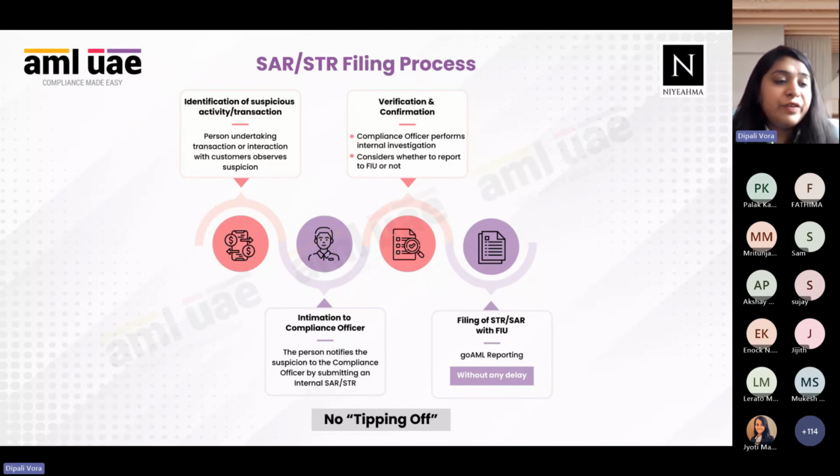In this entire process of the employee reporting it to the compliance officer, investigating, taking a call, and filing it with the FIU, we have to make sure that complete confidentiality is maintained. In no way should the subject or any other person related to that particular customer be informed that an investigation or internal investigation has been started against that person. That would tantamount to tipping off, and tipping off has fines and imprisonment associated with it. So that is one thing we need to keep in mind: complete confidentiality has to be maintained.